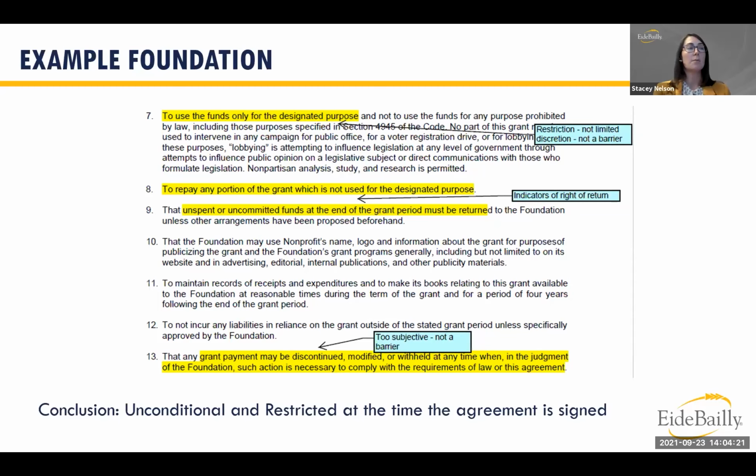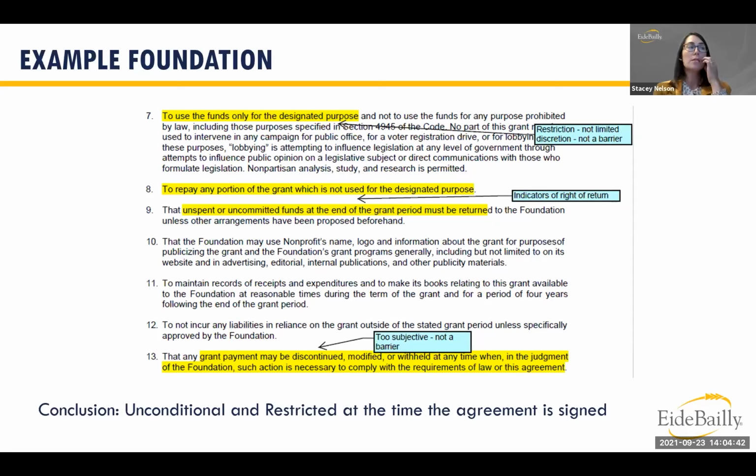And the very last item there, number 13, the grant payment may be discontinued, modified, or withheld at any time when, in the judgment of the foundation, such action is necessary to comply with the requirements. So the key words there are "in the judgment of the foundation." That's really too subjective, and neither would that be considered a barrier.